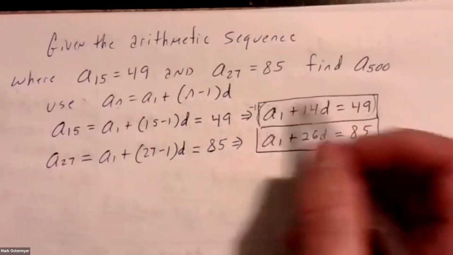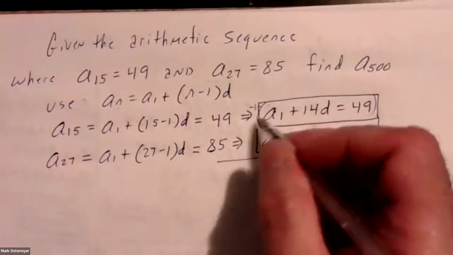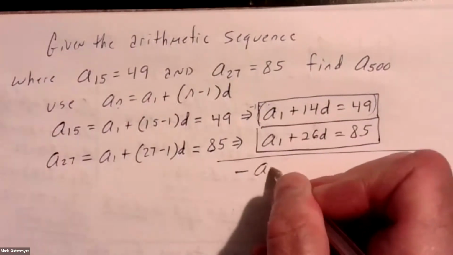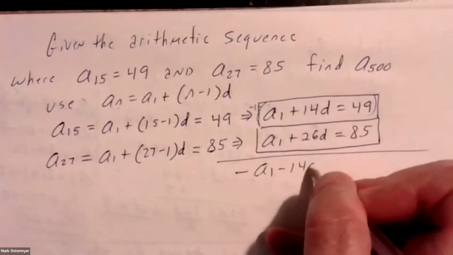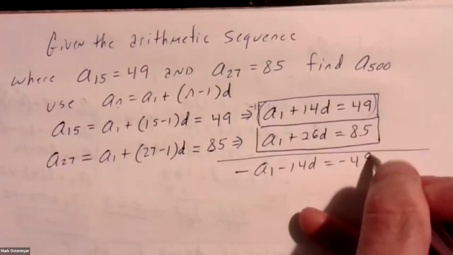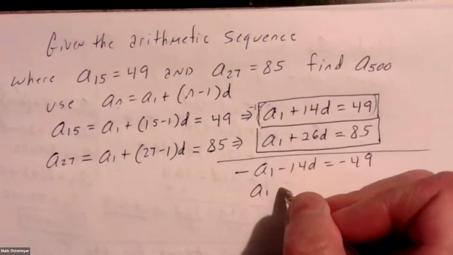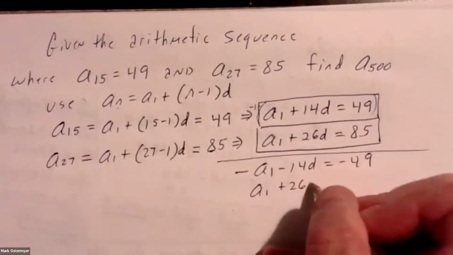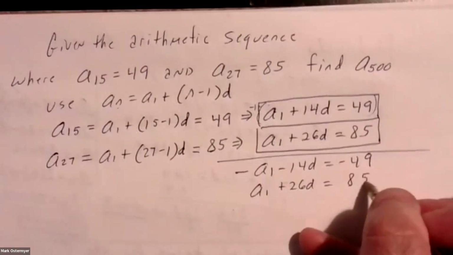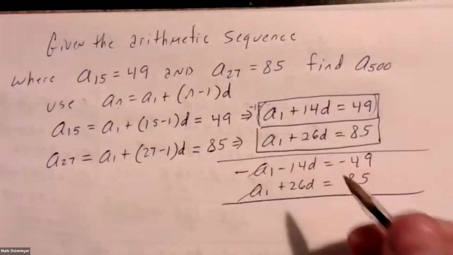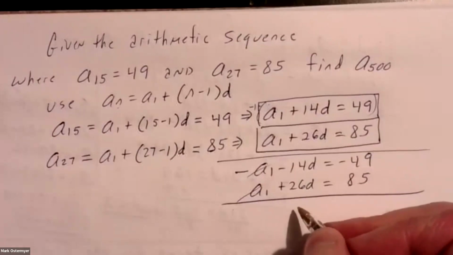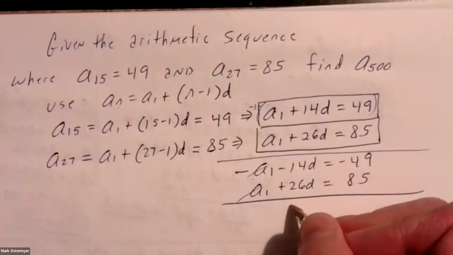So I'll multiply this by -1, and I will then get my equivalent equation as being -a sub 1 minus 14d equals -49. To that, I'm going to add the second equation, which is a sub 1 plus 26d equals 85. The a sub 1's drop out, and the d's add up to 12d.